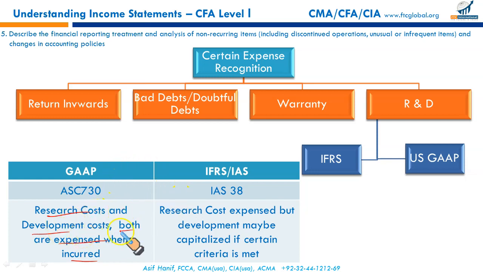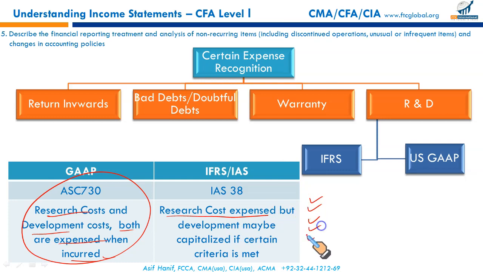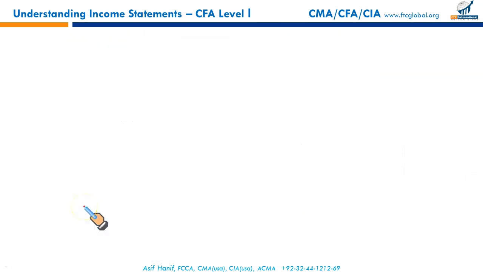So R&D under US GAAP is expensed when incurred, but under IFRS, research will be expensed, but development cost must be or can be capitalized if 6 criteria are met. What those criteria are, I won't tell you, because we don't want to discuss financial reporting to that extent. So under IFRS, 6 conditions must be met, and then development cost is capitalized, research is expensed. Whereas in US GAAP, research and development cost are both expensed when incurred.